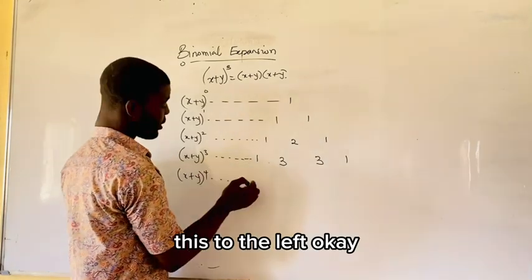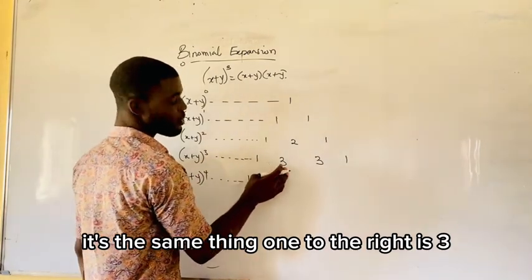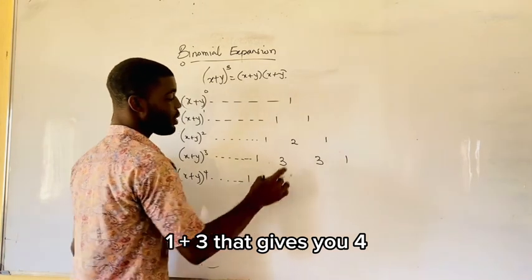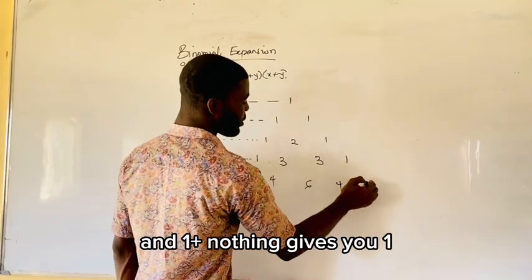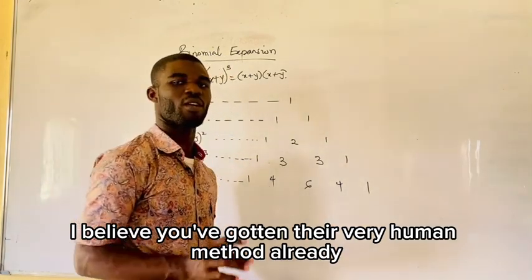Raised to the left, it's the same thing. 1 to the right is 3, 1 plus 3 gives you 4. 3 plus 3 gives you 6. 3 plus 1 gives you 4. And 1 plus nothing at the edge gives you 1. I believe you've gotten the algorithm and the method already.